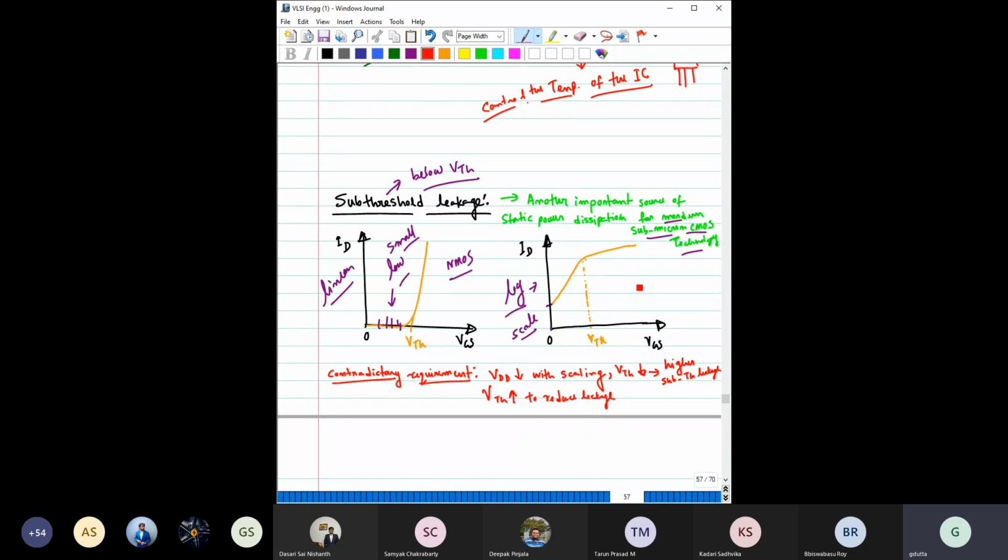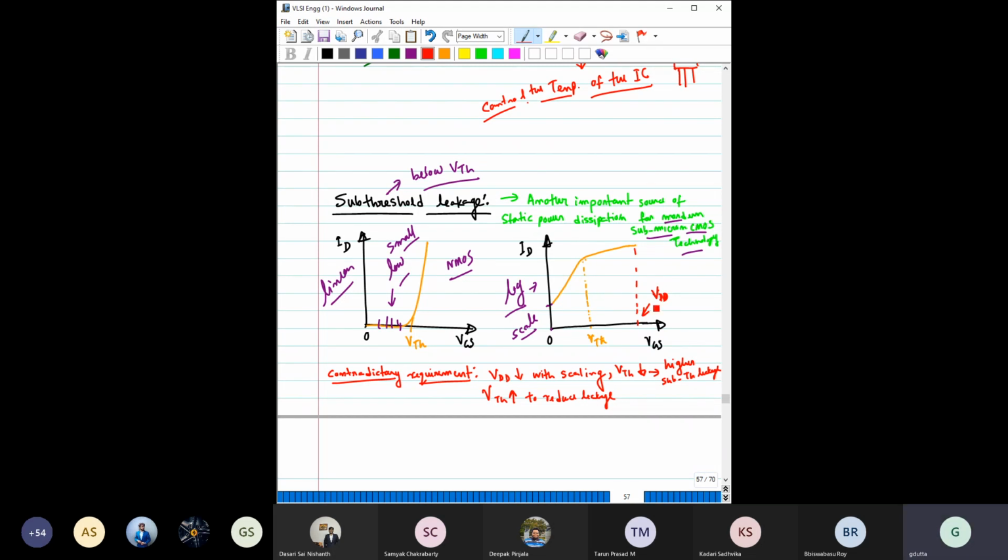Now, what is the maximum voltage that VGS can go up to? That maximum voltage is VDD, right? VGS maximum voltage is VDD. That's the only permitted voltage. You cannot go beyond VDD, the supply voltage, right? Okay, now what will happen?